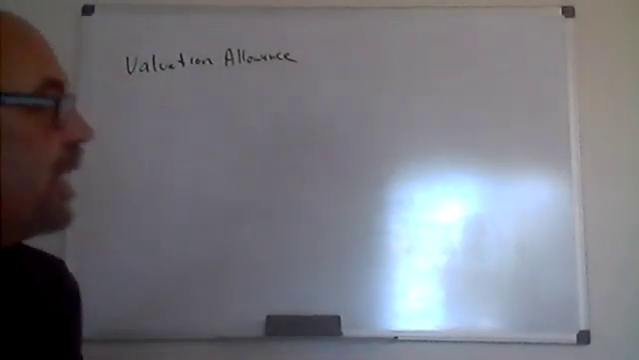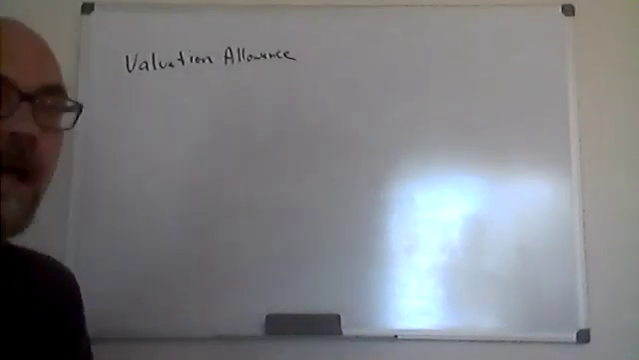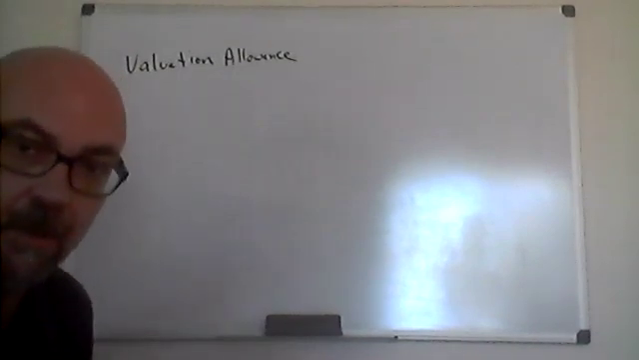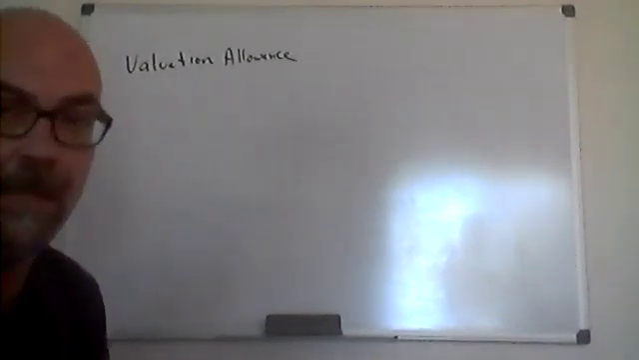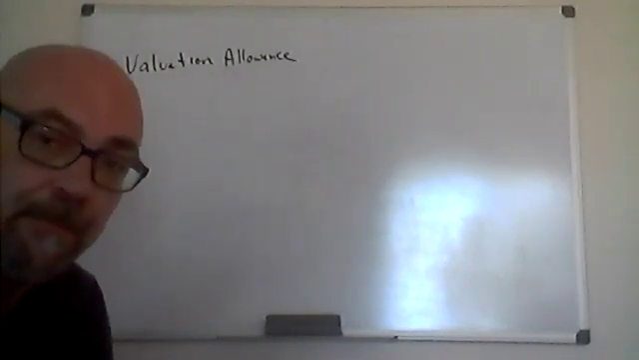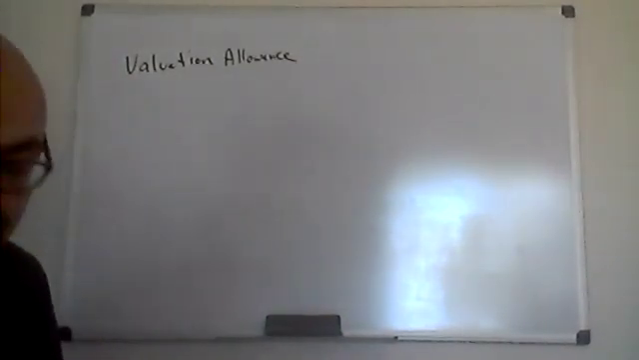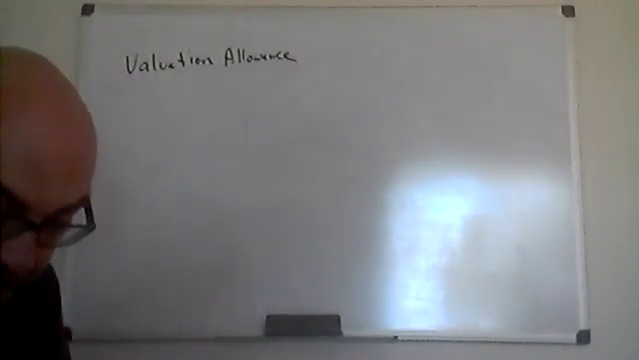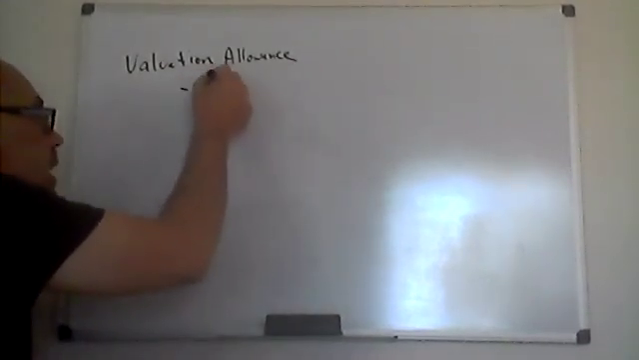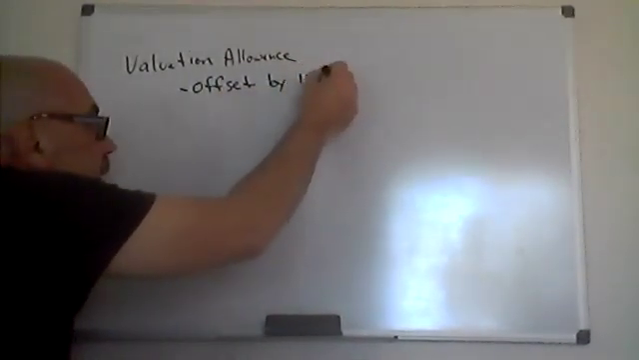Along those same lines, sometimes companies could have a bunch of deferred tax assets built up, and they realize they may never actually realize the income to be able to recognize some of these deferred tax assets. So in that case, they're going to want to write down their deferred tax assets. They're going to do that by using a valuation allowance account. Whenever we make a journal entry, it is always offset by income tax expense.